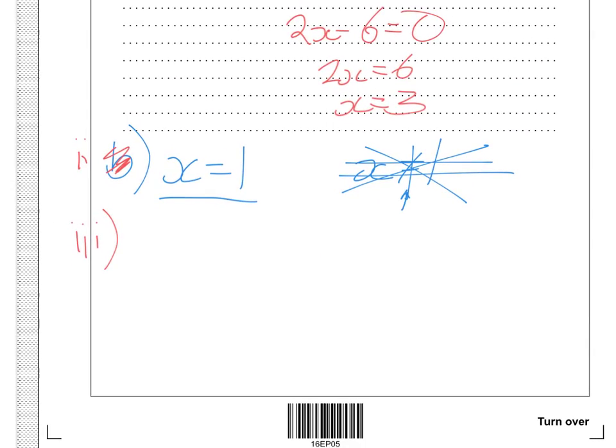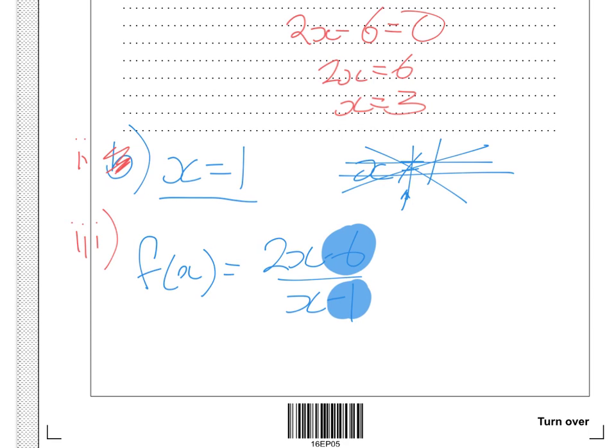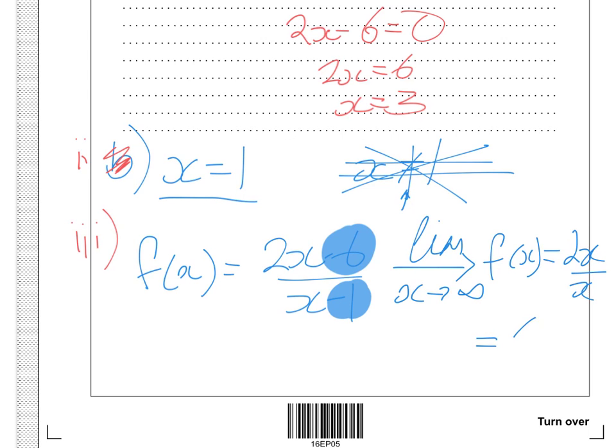So we've got f of x is equal to 2x minus 6 over x minus 1. What happens as x gets really, really big or really, really small is that this minus 6 and this minus 1 become inconsequential. So, as x tends to infinity, the limit of this function is equal to 2x over x, which is just 2.